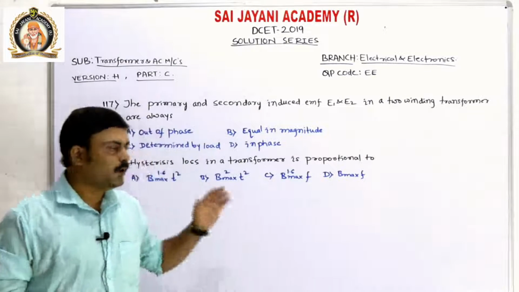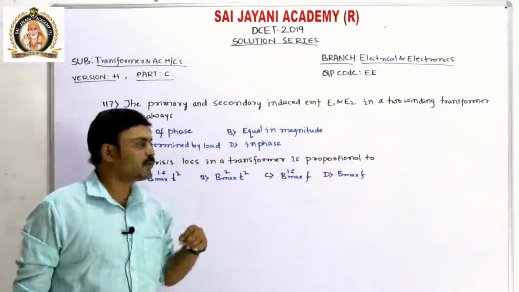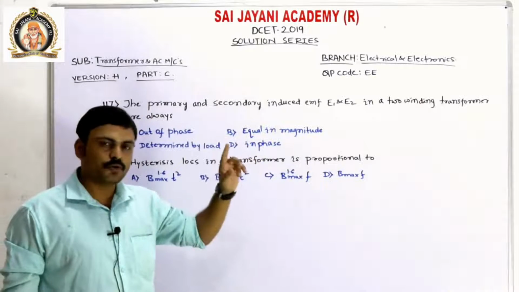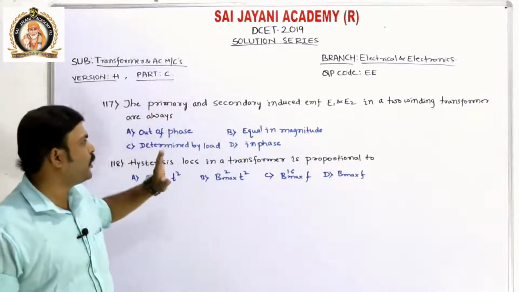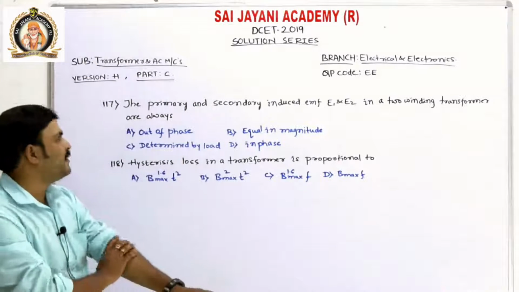Okay friends, now let us solve the questions on transformers and AC machines in the same question paper, DCET 2019 version H part C.